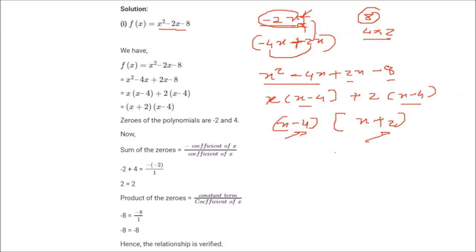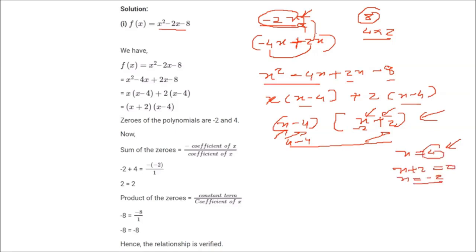Now when this factor is going to be 0, when we put x equal to 4, 4 minus 4 will be 0, so this whole expression will be 0. So x equal to 4 is one root, or you can say one zero. Now x plus 2, if I put x as minus 2, minus 2 plus 2 is 0. This makes the whole expression 0. That is why we call it a zero. So x plus 2 equal to 0 means x equal to minus 2 is our second zero. So minus 2 and 4 are the zeros.